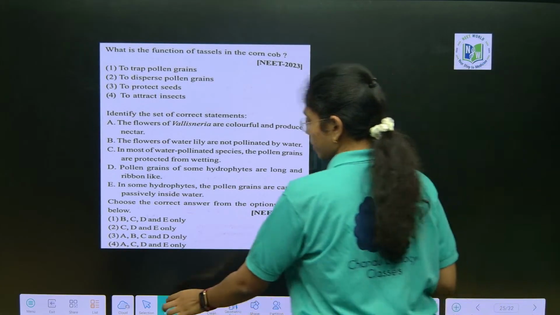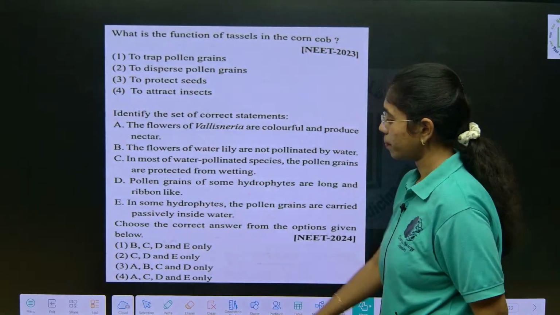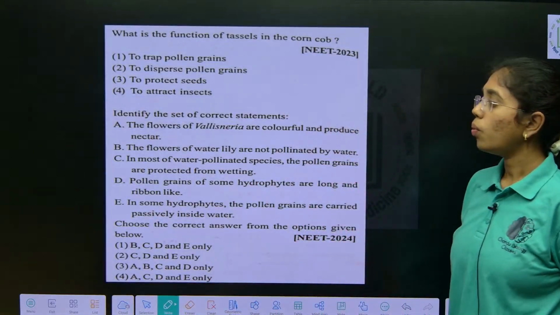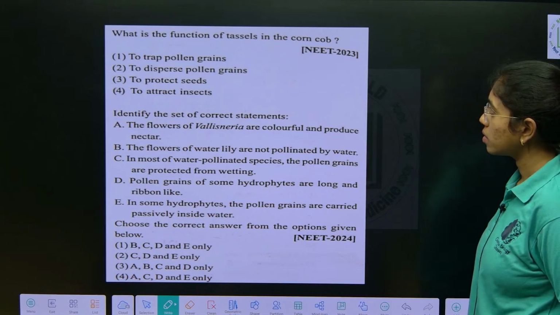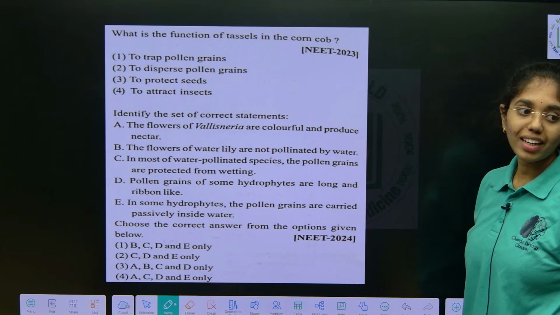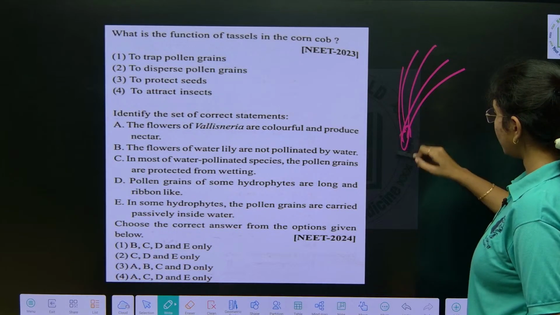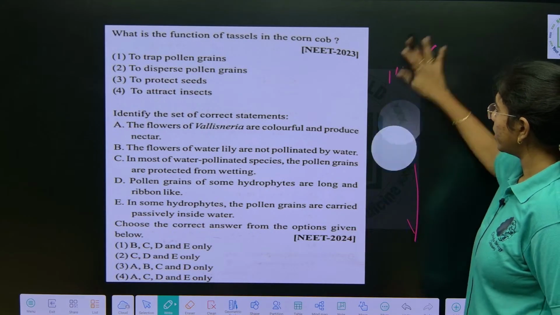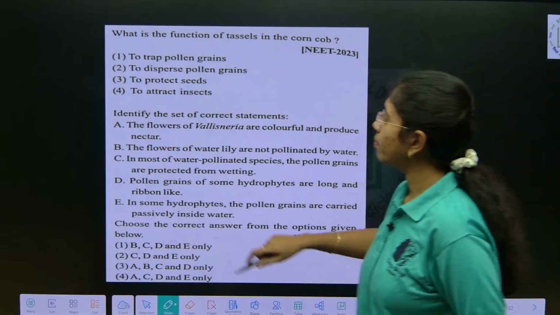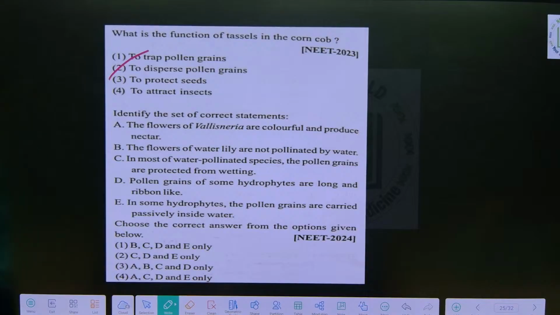Next question you see. Can you see it properly? What is the function of tassels in corn cob? What are tassels? Those things which you see like this from corn. These are tassels. To disperse, for the easy dispersal of pollen grains. Next.